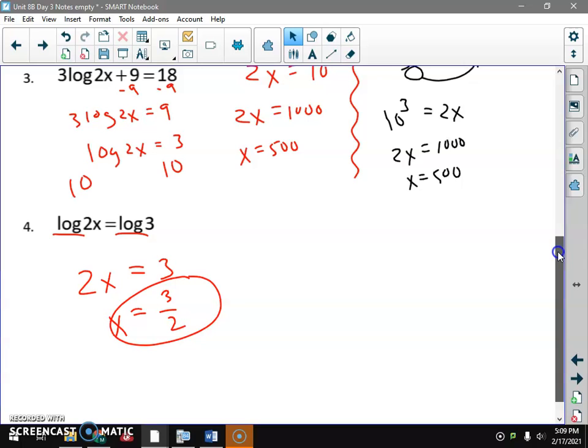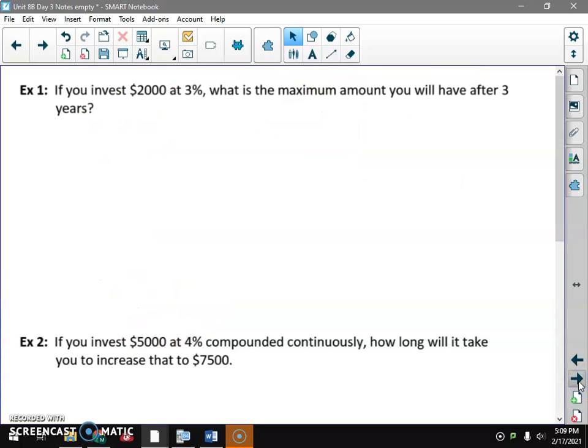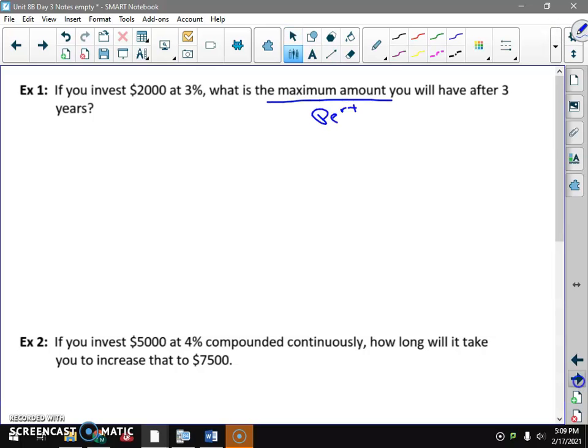All right, math in a vacuum. We did it. Equations. Now let's do something with them. If you invest $2,000 at 3%, what's the max amount? Max amount should tell me PERT. You will have after 3 years. Let's see. 2,000 e to the 0.03 times 3. And you should say that's an old review. That's easy. Okay? Plug that into my calculator. 2,188.35.